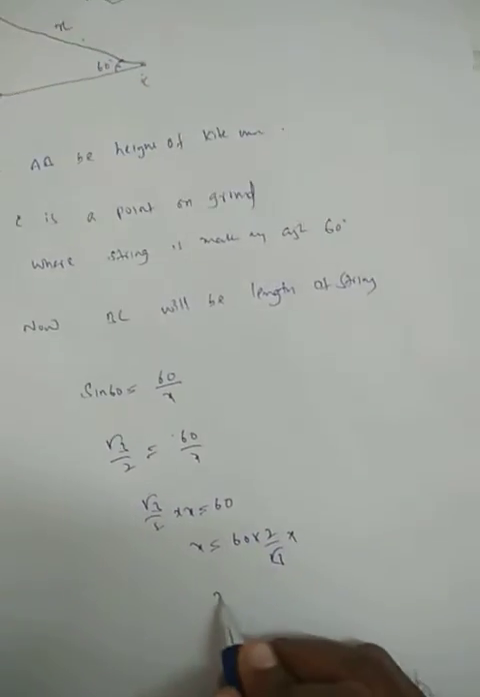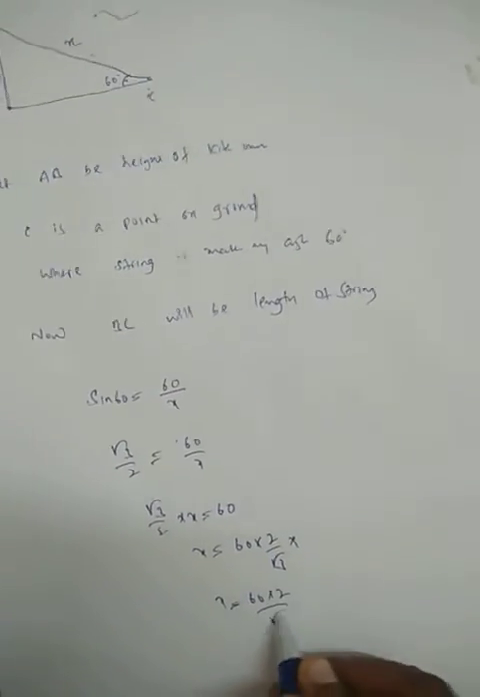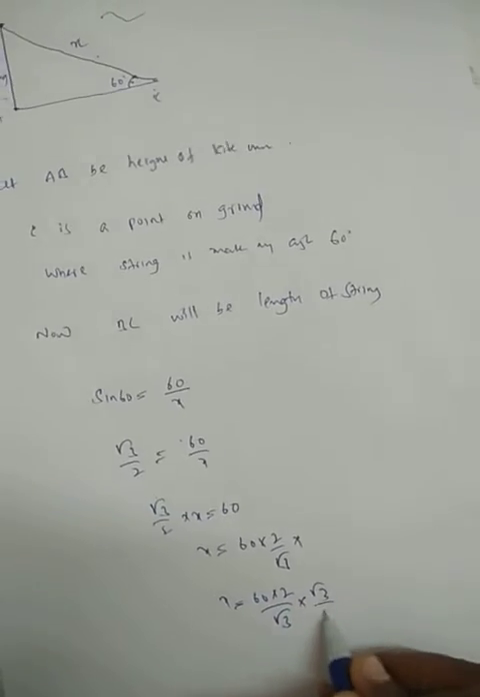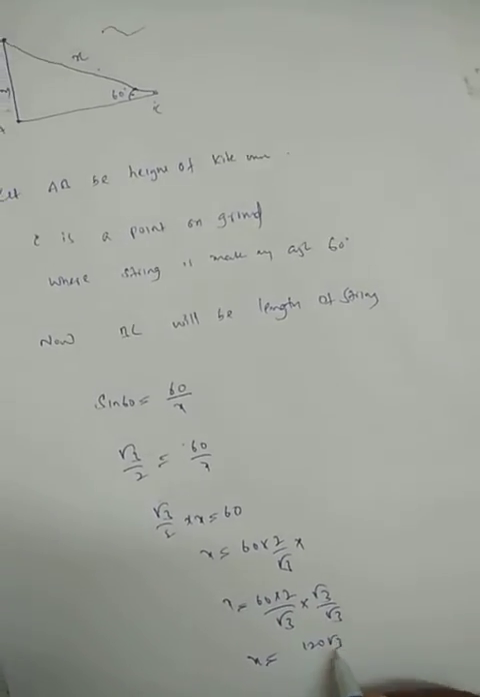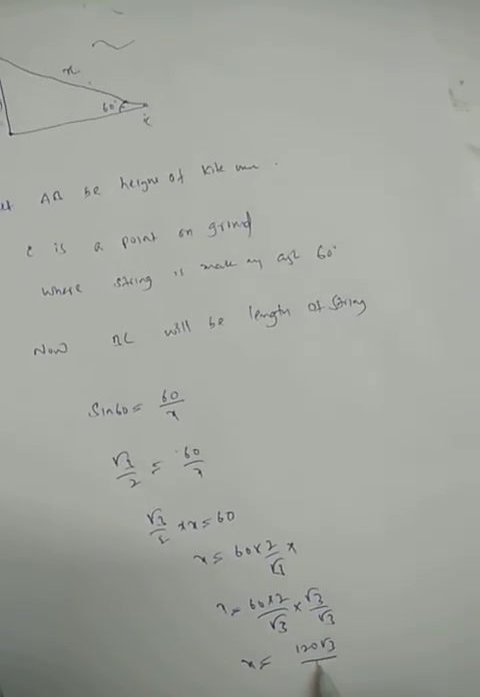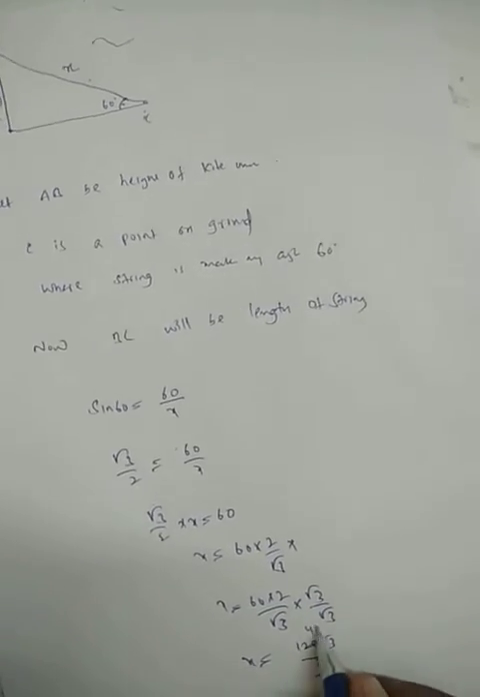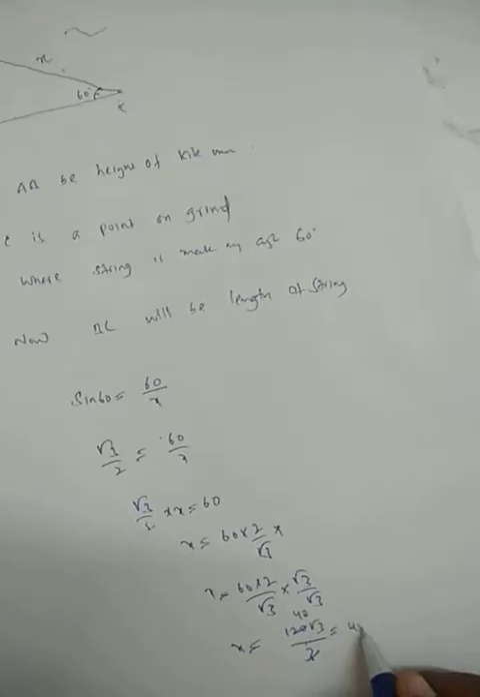Multiply and divide by root 3. 60 into 2 by root 3 into root 3 by root 3. x is equal to 120 root 3, divided by root 3 into root 3, which is root 3 square, that is 3. 120 divided by 3 is 40. So it will become 40 root 3 meters. So this is the length of the string. This is about question number 5.